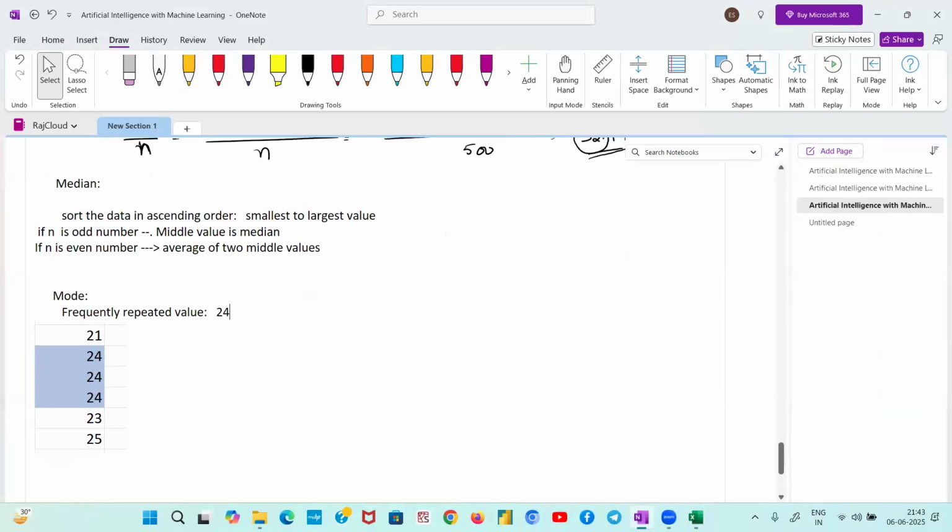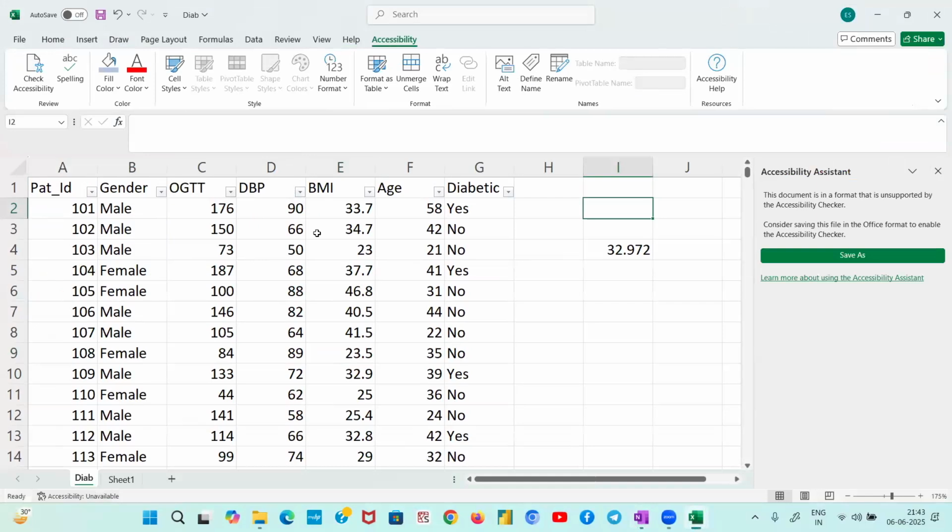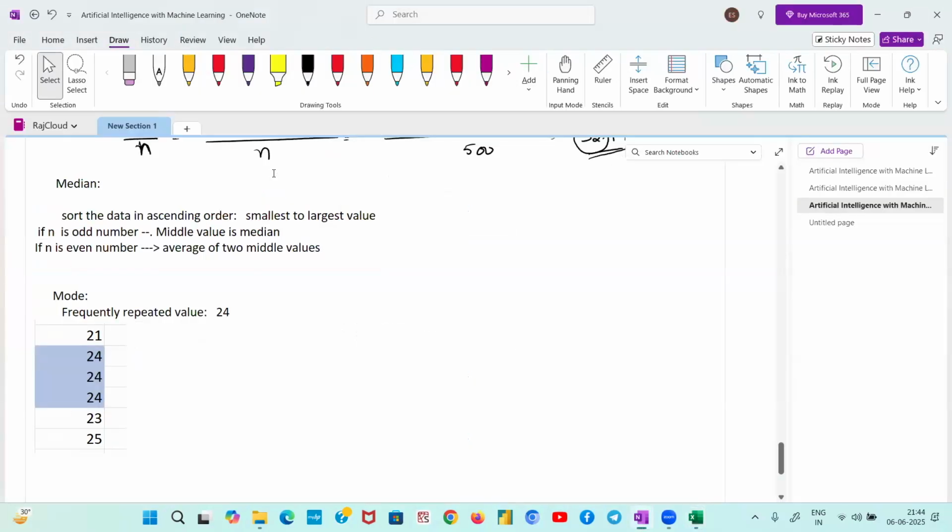So one of the central measures that you can make use of is calculating the average age of the people in this example, or the average BMI of the people who visited the hospital, or the average blood pressure of the people. So to understand which kind of people visited the hospital, earlier I was not aware, but when I calculate the descriptive statistics, I get some idea about which kind of patients visited the hospital. So using the central tendency we can do it.